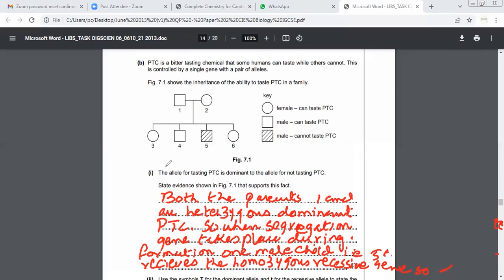But these heterozygous are dominant for PTC, so when segregation of genes takes place during gamete formation, one male child, that is the fifth child, receives the homozygous recessive gene. So that child cannot taste bitterness in the food.